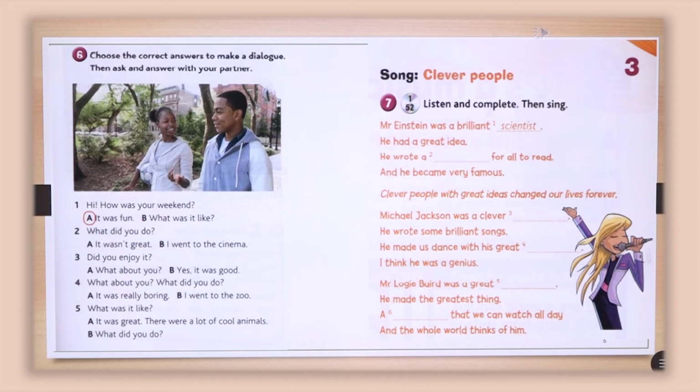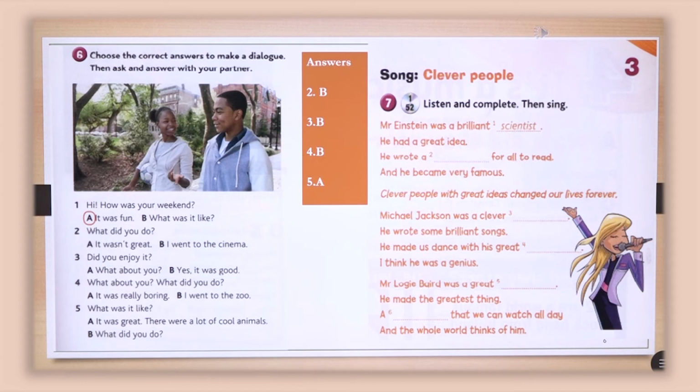Okay, let's see which ones were correct. So, the second one is B. What did you do? I went to the cinema. The third one is B. Did you enjoy it? Yes, it was good. 4 is B. What about you? What did you do? I went to the zoo. And 5 is A. What was it like? It was great. There were a lot of cool animals.